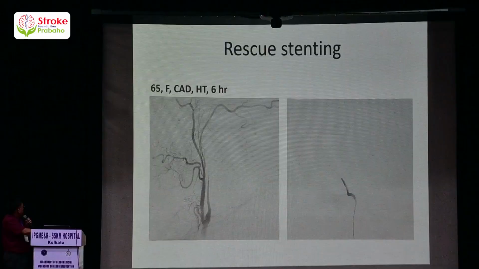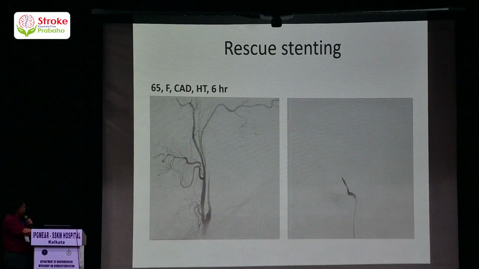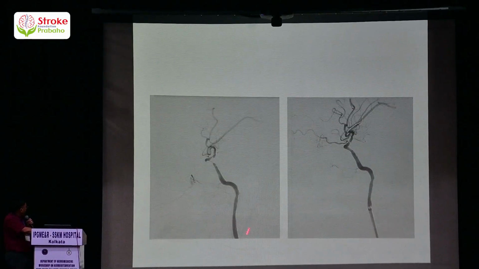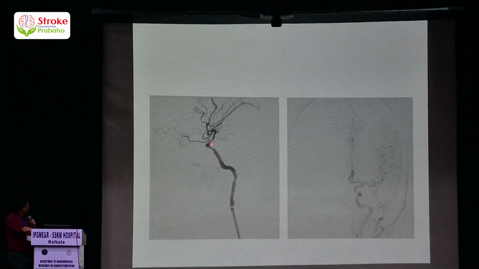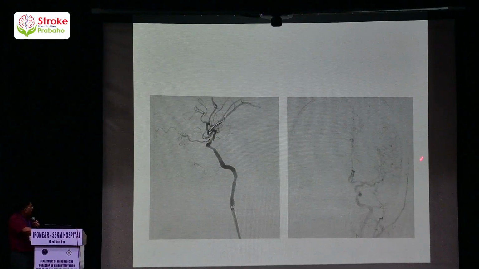Another case, a 65-year-old female, with hypertension, at 6 hours, and we can see the cutoff in the cervical segment of the ICA. But when we advanced our catheter, we saw that there is a severe stenosis in the petrous segment of the ICA, and we placed the stent in the acute setting to improve the perfusion. This is the stent here, and there is good antegrade flow in the middle cerebral artery and anterior cerebral artery.